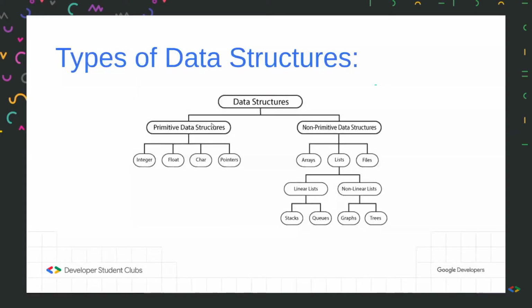So, as I explained, data structures can broadly be classified into two categories: primitive data structures and non-primitive data structures. Our primitive data structures in C++ are integer, floats, character, pointers, and similarly non-primitives are arrays, lists, and files. Arrays we'll cover in this lecture, and lists are of various forms like linear lists, non-linear lists. These are the topics that our course will mostly focus on in the later stages, and it is the most important topic: implementing stacks, queues, graphs, trees, and traversing them, and implementing various algorithms on these data structures.